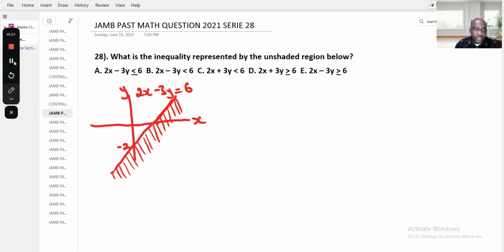What is the inequality represented by the unshaded region below? The original equation is 2x minus 3y equals to 6. Since the question is asking for the unshaded region, it is going to be less than or equals to. That's what you are going to use: 2x minus 3y less than or equals to 6. Which one has less than or equals to 6? Option A. Your final answer is going to be A. Let's move to the next question.